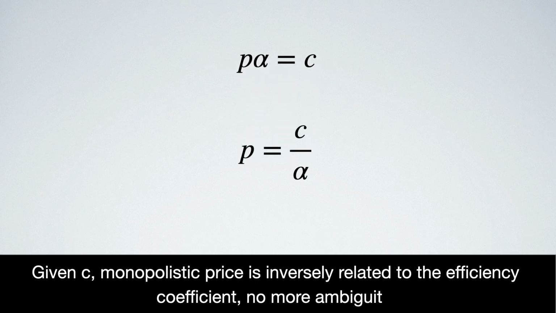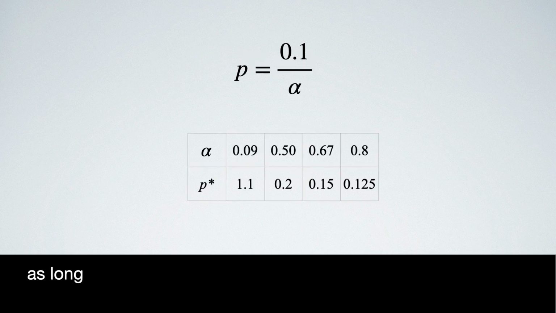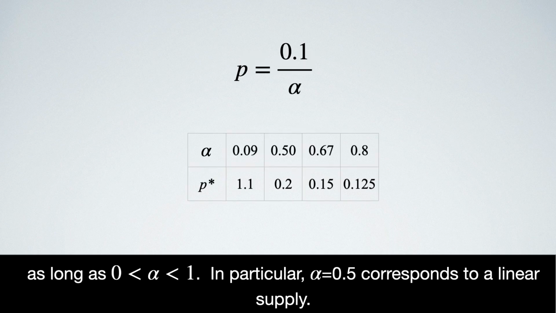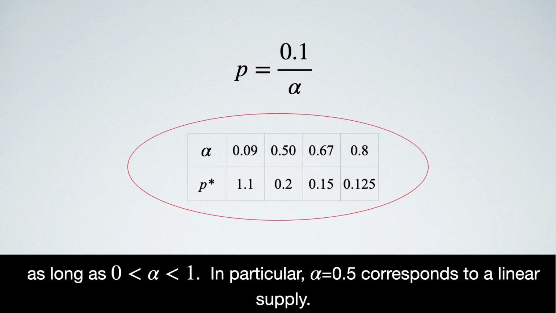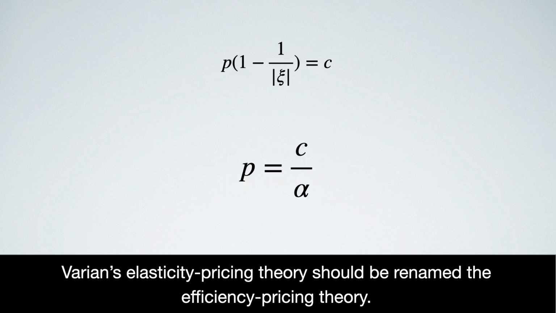Given C, monopolistic price is inversely related to the efficiency coefficient. No more ambiguity. As long as alpha lies between 0 and 1, in particular, alpha equals 0.5 corresponds to a linear supply. Varian's elasticity theory should be renamed the efficiency coefficient theory.